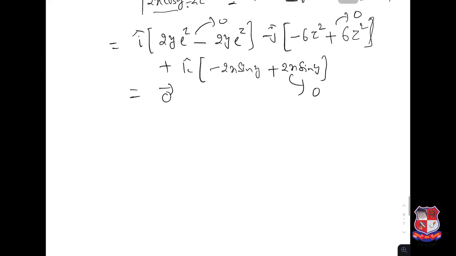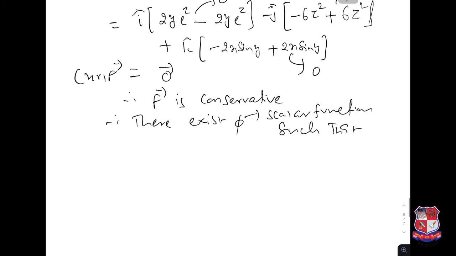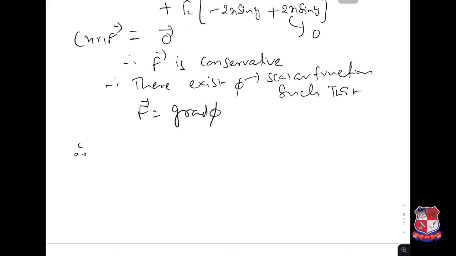Okay, so what does it mean? Curl f is a zero vector. That means f is conservative, and therefore there exists phi, scalar function, such that f equal to gradient of phi.